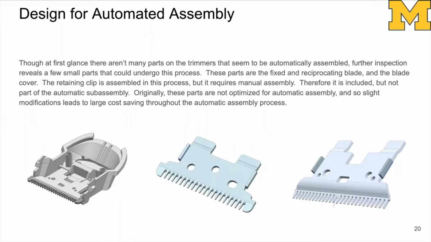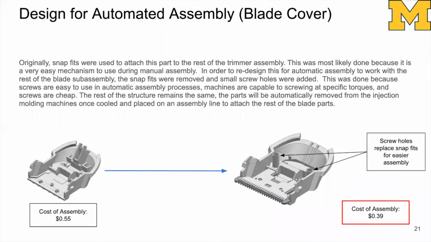Moving into the design for automated assembly phase, we have selected the blade subassembly, including the fixed blade, reciprocating blade, and blade cover to automatically assemble. We've chosen these parts based on the quad chart earlier in the presentation. They are parts of high functional importance, and they're not all necessarily expensive to manufacture, but as they are functionally very important to the rest of the trimmer, we decided that these ones would be good to automate in order to achieve that kind of consistency that comes with automated assembly.